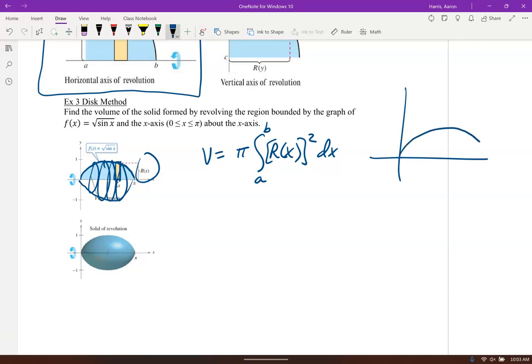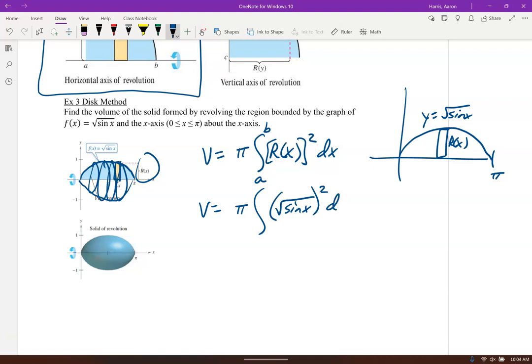And again, r of x, that's our r of x, right? Here's our square root of sine of x. So our r of x here, the radius of this, is the height. Right? Well, the height is the square root of sine of x. It's that y value of the function, right? And it's going to be squared.